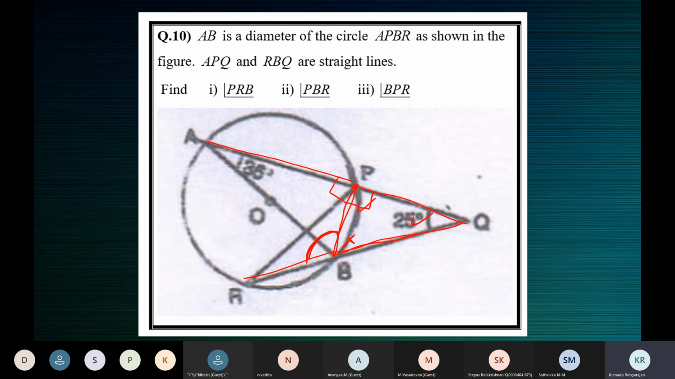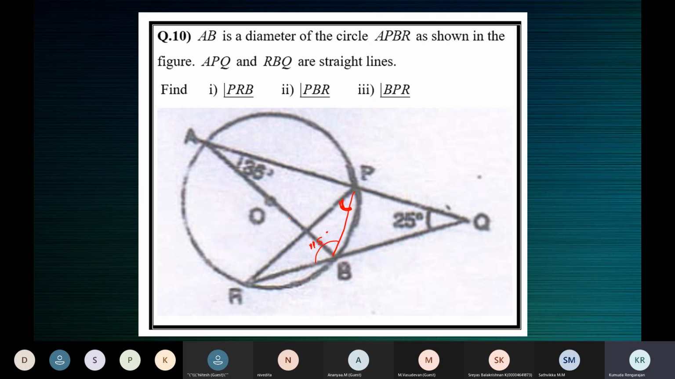Children, now we need to find angle BPR. BPR, this one, this angle. So we found this one, right? PBR. This is what we found. This one is 115 degrees. Okay.